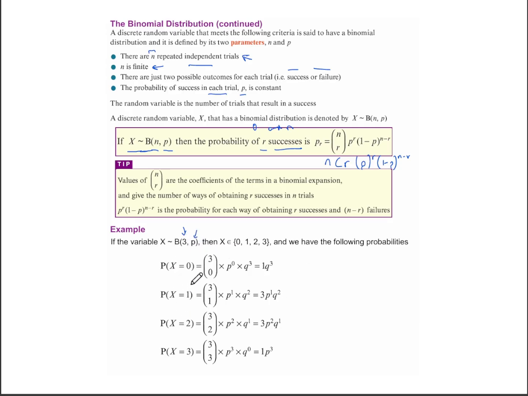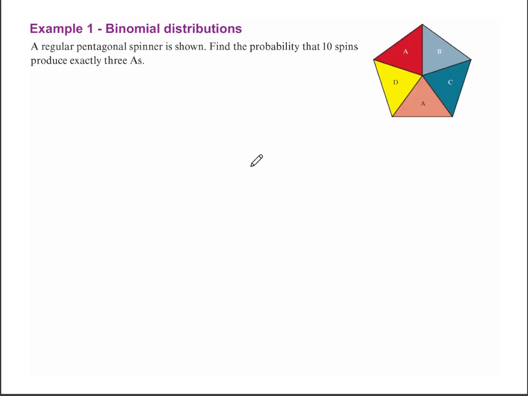Then we will have the following probabilities, where the probability of having 0 successes out of those 3 trials will be given in this format, where you have 3 combination 0 multiplied by your probability of success power 0, because it's happening 0 times, times the probability of your failure power 3, because you have 3 failures. Here, Q is just equal to 1 minus P, which is the probability of failure. And this can be repeated for your discrete random variable being 1, 2, and 3. Let's look at an example now.